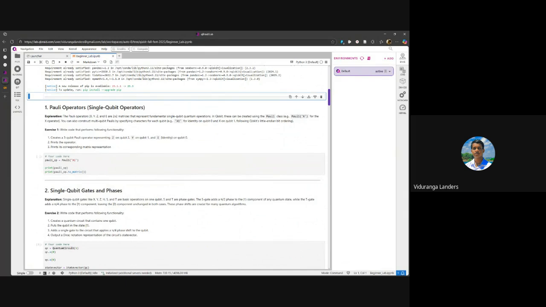Now we come to the first task. I think we mentioned these during our first two sessions, the Pauli operators or single qubit operators. You can think of these as mostly rotation operators. For qubits, you are rotating by a certain or fixed amount. So here, what we are asked to do is create a custom operator using these single qubit operators that will act on multiple qubits rather than just one qubit.